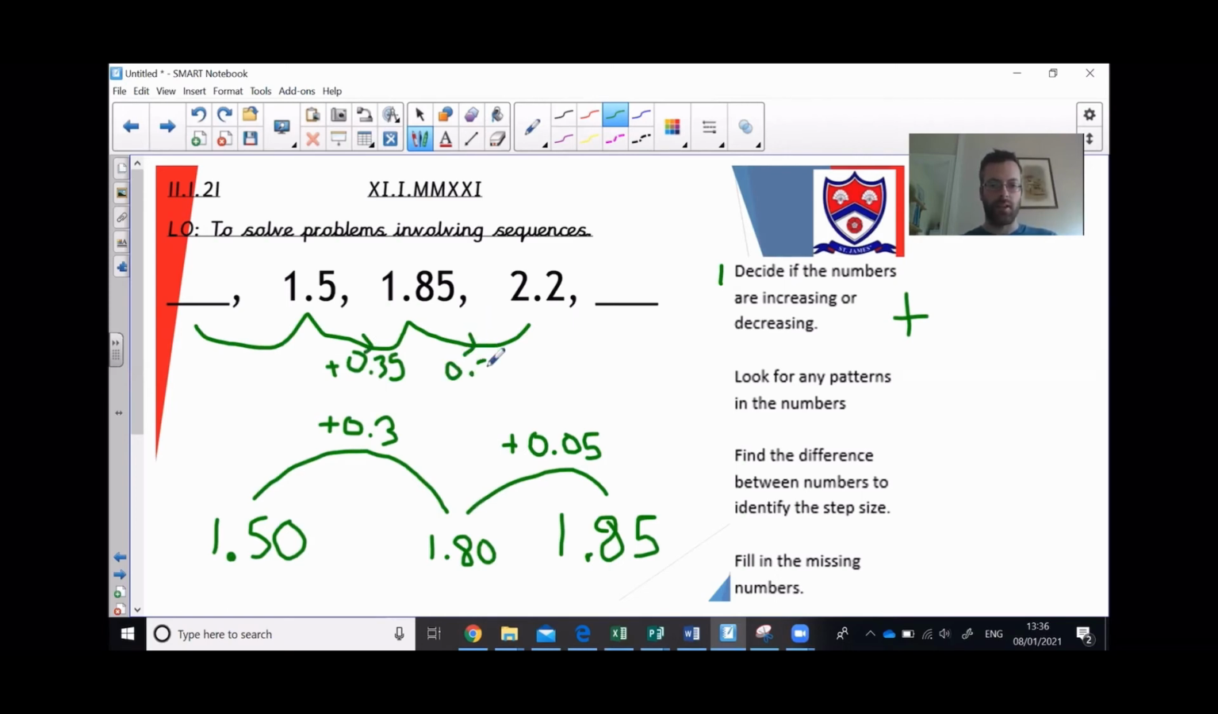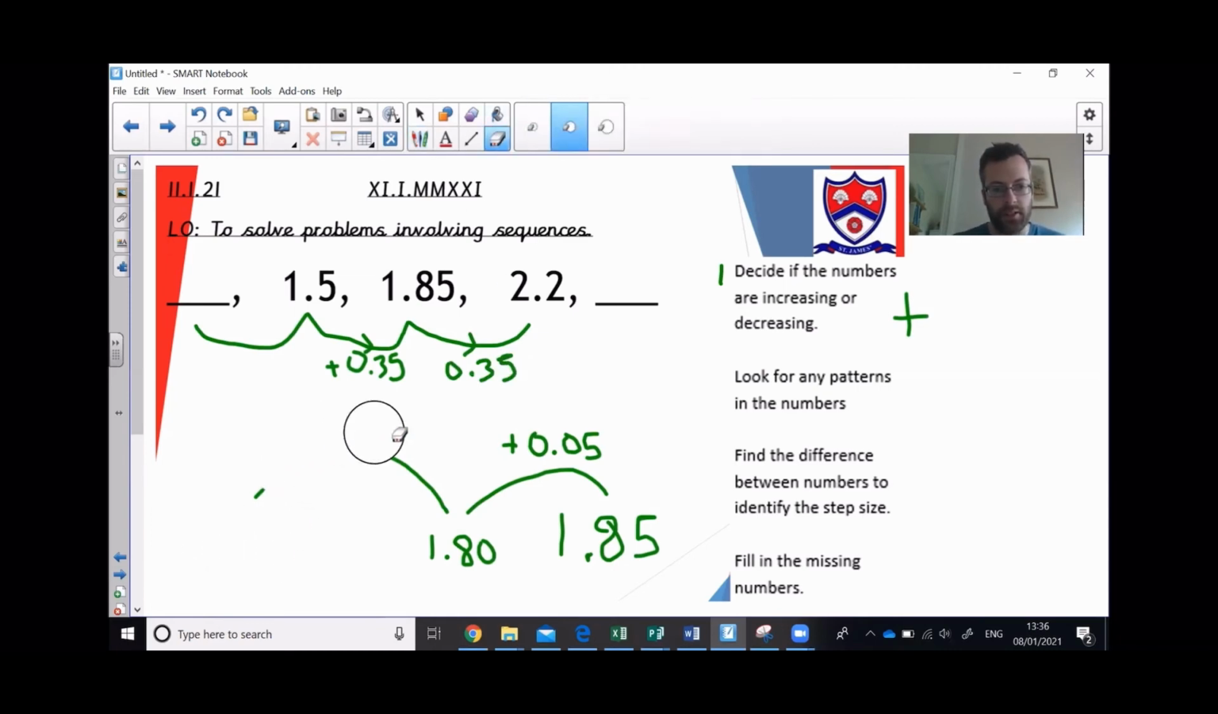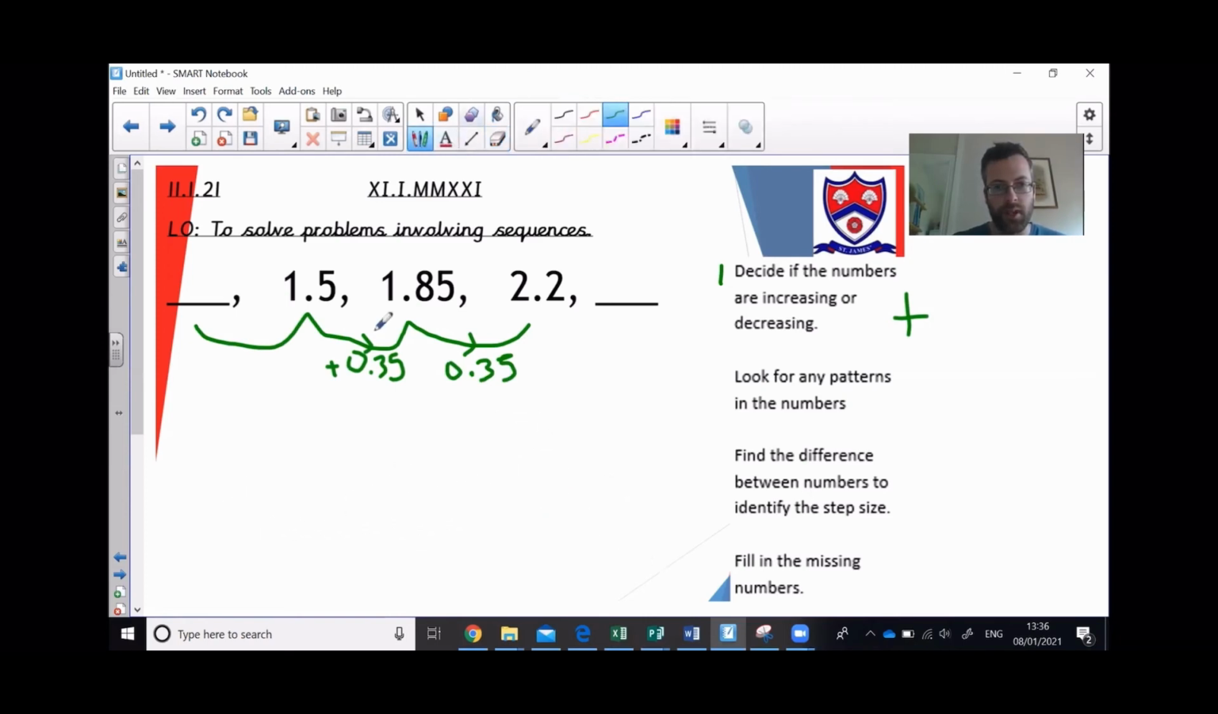Now I'm running out of space on here. You've obviously got your whole paper to do it on, so I'm just going to rub this bit out so I can do this. So I'm starting with 1.85. If I count up in tenths, it's going to be then 1.95. Careful on this bit. 2.05. 2.15. So I've added 0.1, 0.2, 0.3, and then I add the 0.05, and it does get me to 2.2. So I'm confident that I'm doing this right.